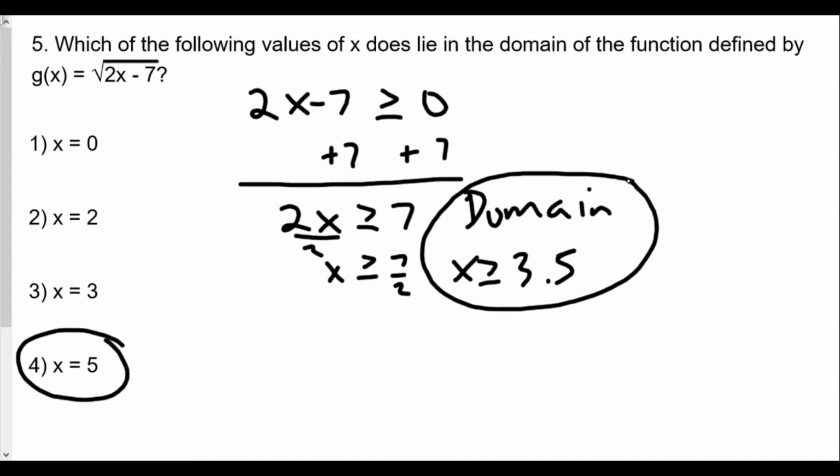So our domain would be x has to be greater than or equal to 3.5, and the only choice given to us here that works is choice 4, x equals 5. Does that make sense? Now, x equals 4 works, as do 3.6, 3.5, 3.51, 3.52, but 3.4 is no good. 3.49 is no good.